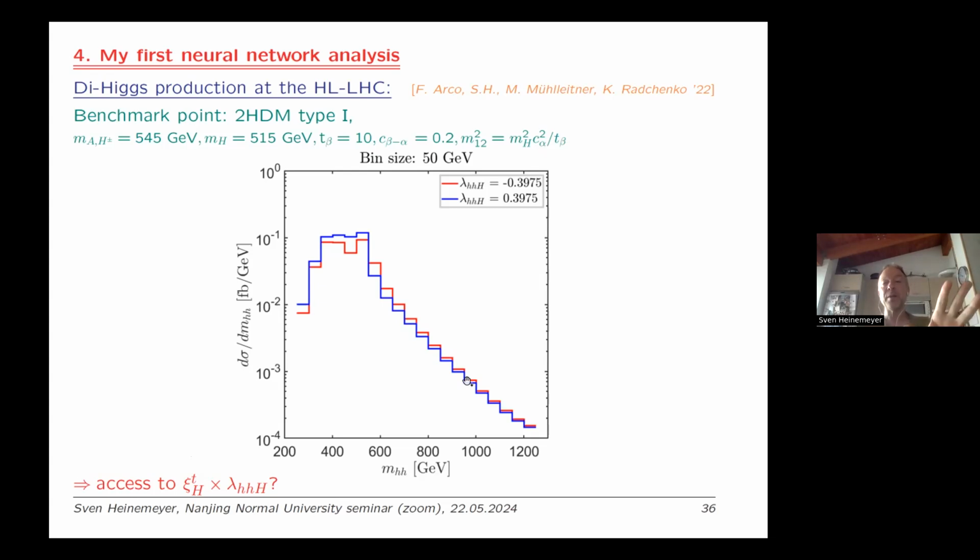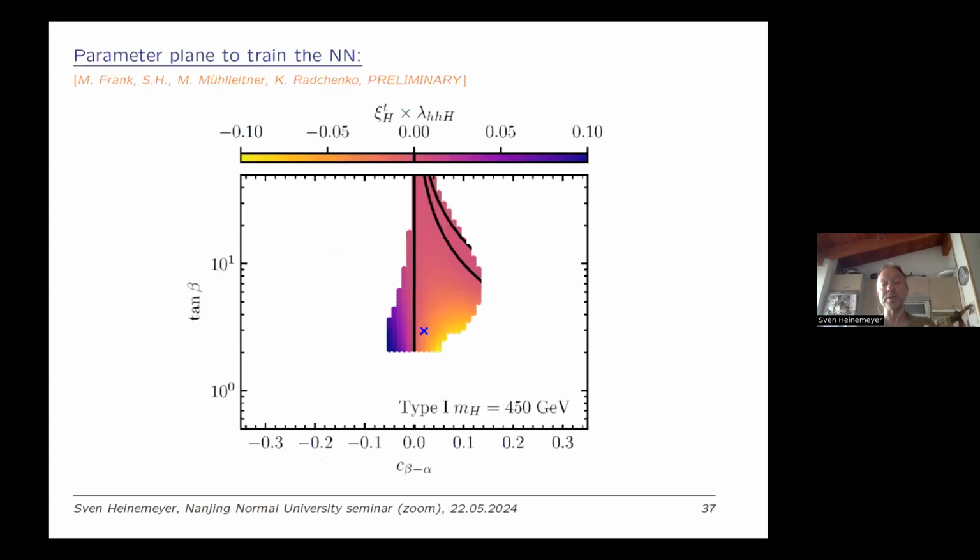And then what we wanted to know is, what we can do is we take a neural network to do this. And to define the playground here, we just took one plane in this cos beta, tan beta plane. This is the allowed parameter space. All the other parts around are excluded by one or the other constraint that we have. And the color coding tells you the value of the quantity that we want to extract. This is the parameter plane. We find values here between -0.1 and +0.1.